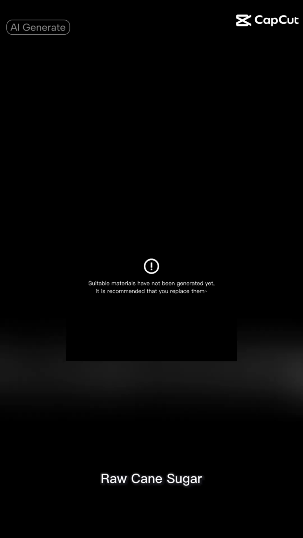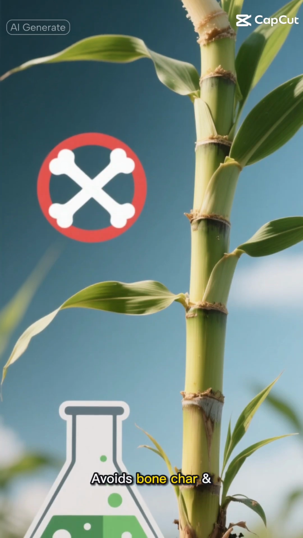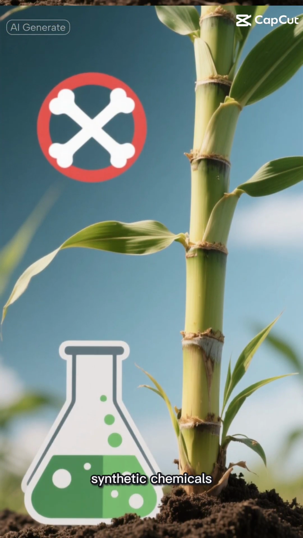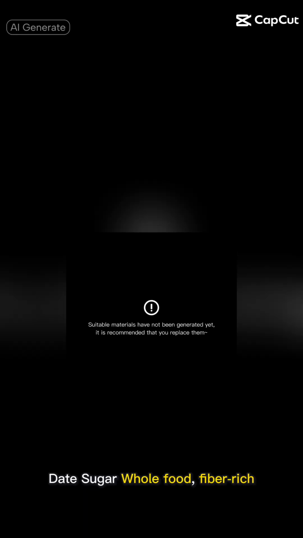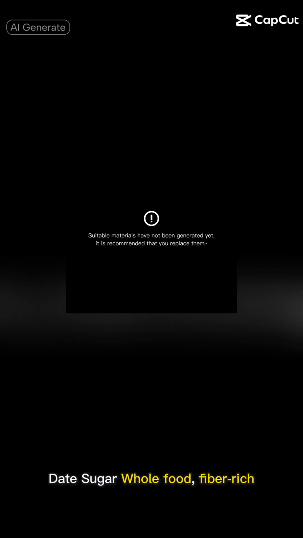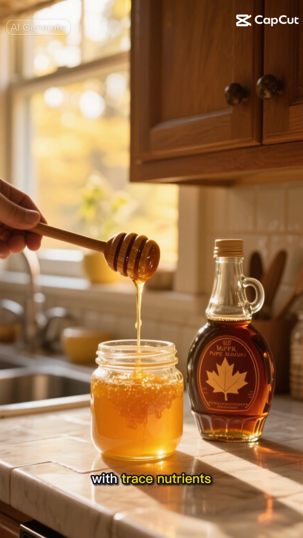Raw cane sugar retains trace minerals and molasses. Organic sugar avoids bone char and synthetic chemicals. Coconut sugar: low glycemic, minimally processed. Date sugar: whole food, fiber-rich. Maple syrup and raw honey: natural sweeteners with trace nutrients.